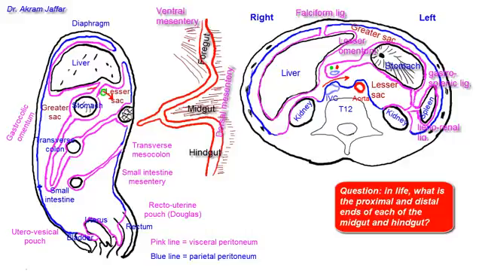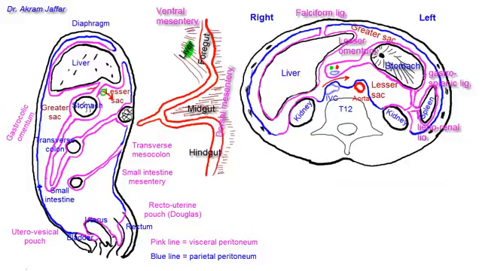During development, the liver grows in the ventral mesentery of the foregut. It's a foregut derivative. So the liver grows here, and thus it will divide the ventral mesentery into two parts: a part that extends between the liver and the diaphragm and anterior abdominal wall, and this is the falciform ligament, and a part that extends between the liver and the stomach, and this is the lesser omentum.